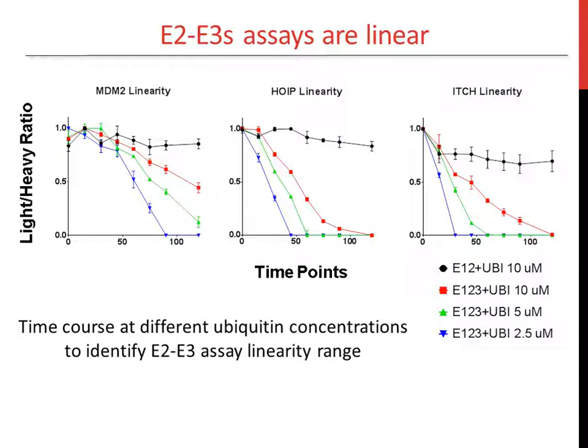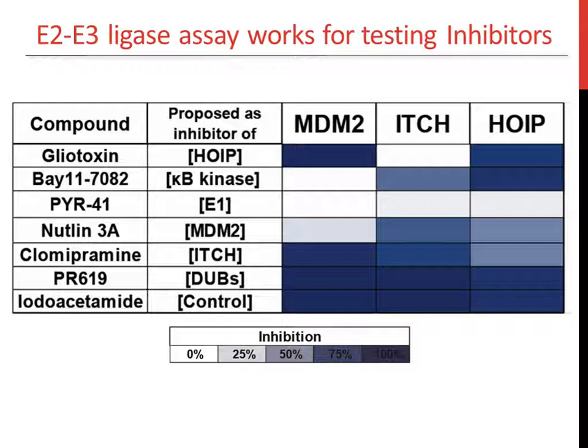So once we had optimized this, we used a few inhibitors that were published in academia, and again, similar to the DUBs, we found that most of these inhibitors were not really good, not very specific either, because some of them inhibited everything or some of them inhibited nothing. We were surprised that Nutlin seemed to affect ITCH, for example, which it shouldn't, because it should only inhibit MDM2-p53 interactions.